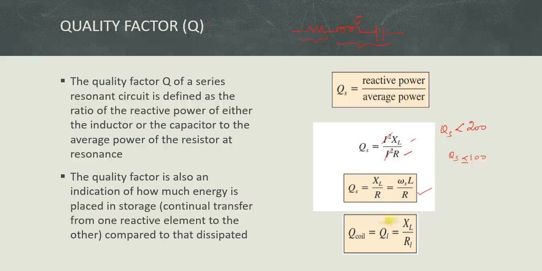And if I want to find out the quality factor of the coil, I substitute it as Q coil, and it is represented by QL. It is XL divided by RL. Here RL is nothing but the resistance of the corresponding coil.